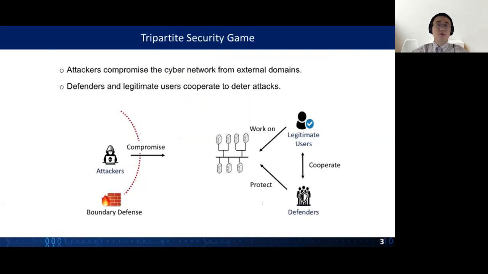The attacker's evolution has changed the game setting. Previously, the three-player security game has an attacker on one side who tries to compromise the system from the external network domain, while the user and the defender cooperate on the other side to deter attacks. However, APTs can evade the boundary defense and get into our system, so the defender is forced to interact with him.